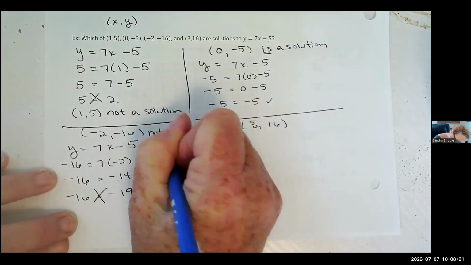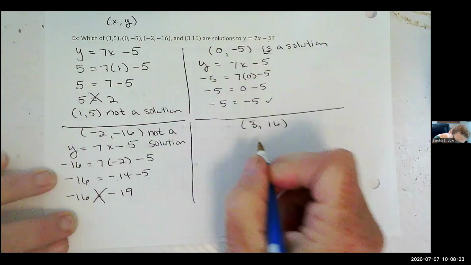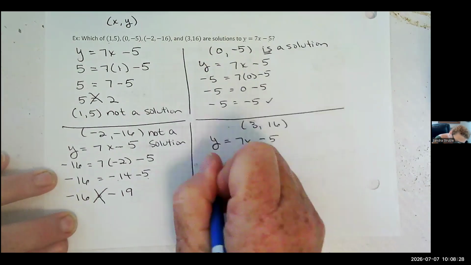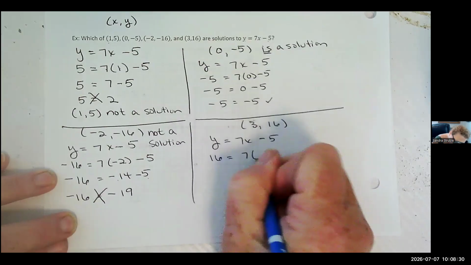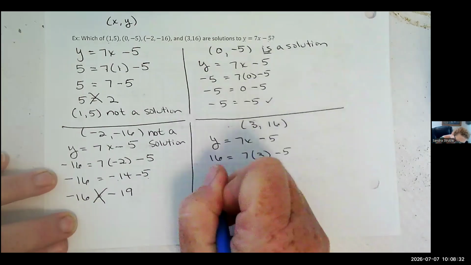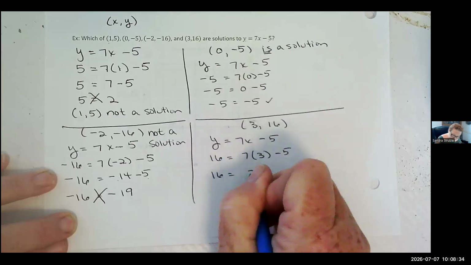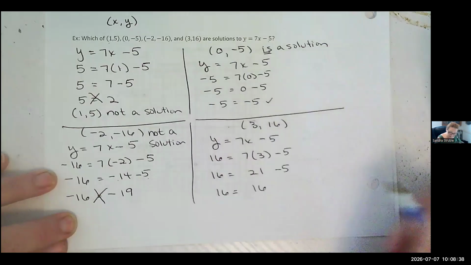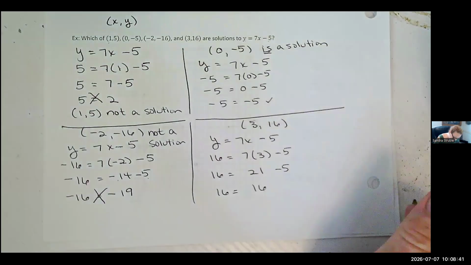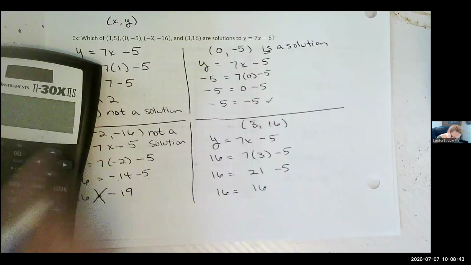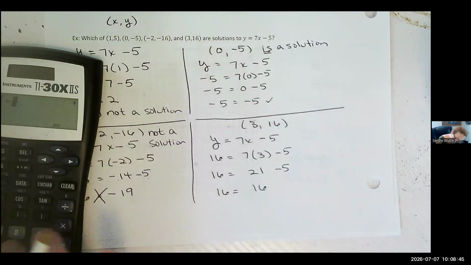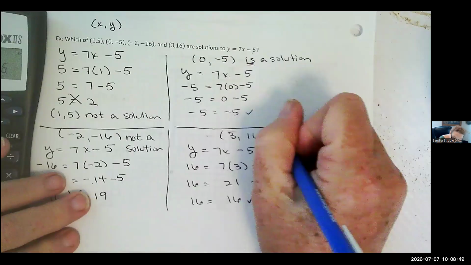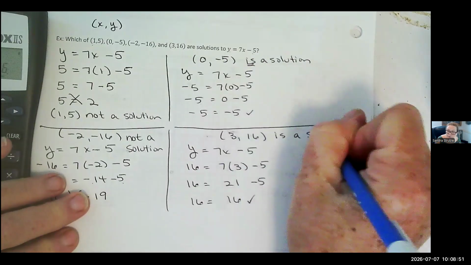Last one, y equals 7x minus 5. y is 16. x is 3. 7 times 3 is 21. And that is 16. Double check myself. I can multiply, but I can't add and subtract to save my life. 21 minus 5. Yep. Whoop, whoop. Winner, winner, chicken dinner. So (3, 16) is a solution to this linear equation. Okay.